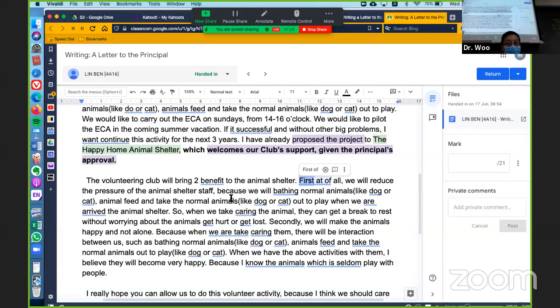We will reduce the pressure of the animal staff. Pressure. Use stress, Benson. In Cantonese, people like saying "ngat lick," but "ngat lick" in English is not pressure, it's stress. Repeat after me: stress. Stress. You always use stress. People are stressed. They are stressed out. Air has pressure, not people in English. So when you think of ngatlik, don't think of pressure. That's wrong. It's stress.